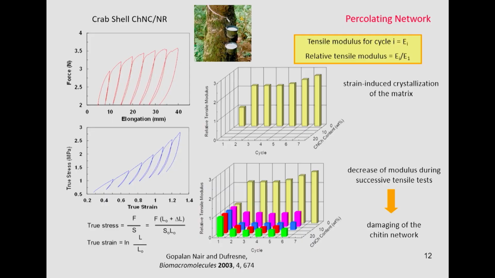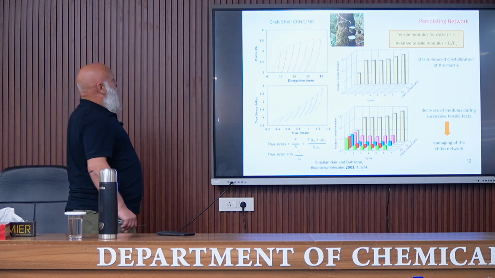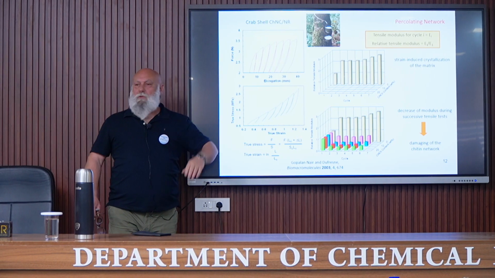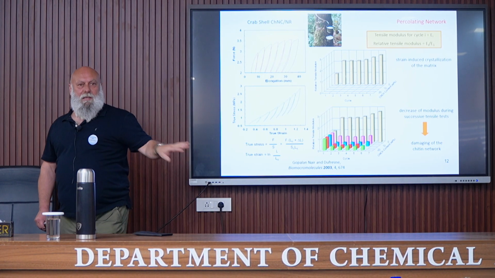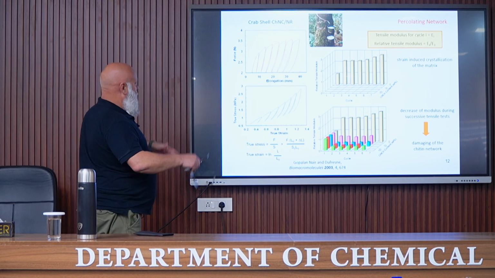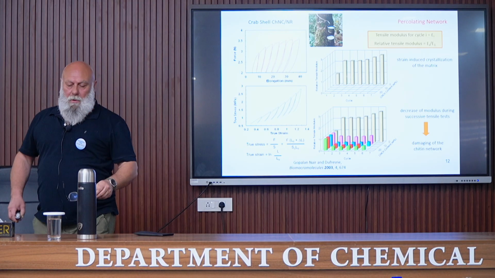So this is evidence of this percolation network, a work from Kalaprasad, whom you have seen yesterday. In fact, he used chitin nanocrystals extracted from crab shell and natural rubber as the matrix. So the processing was exactly the same as previously. We mixed the two aqueous dispersions, water was evaporated, and then we characterized this material.